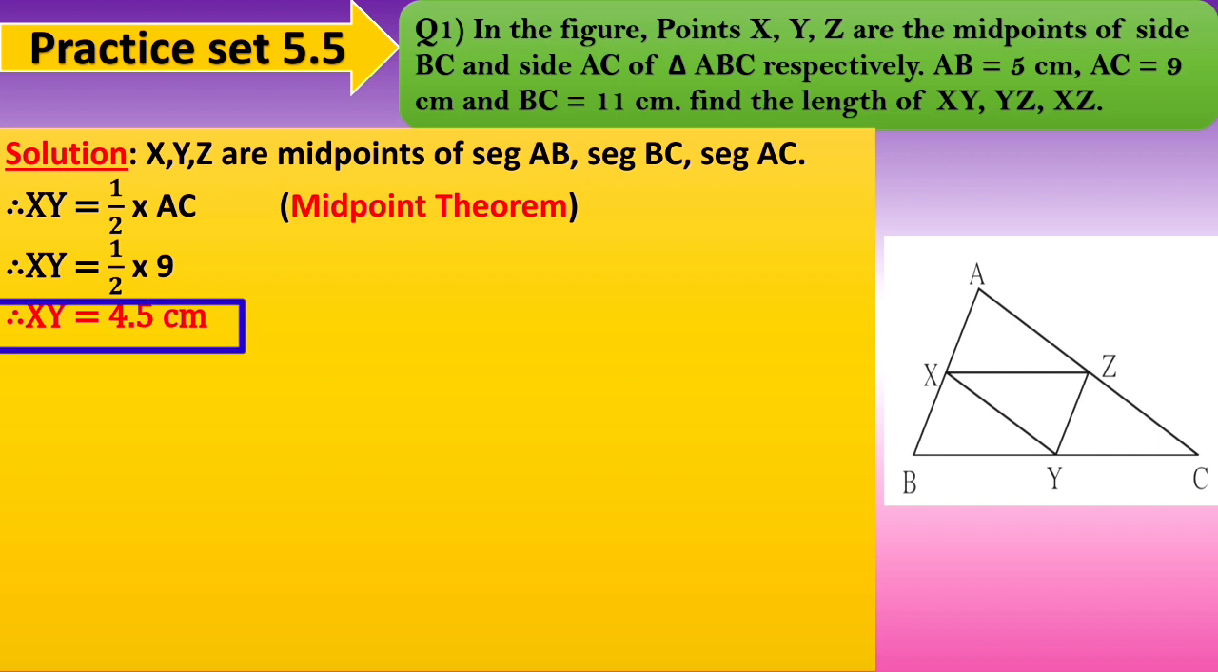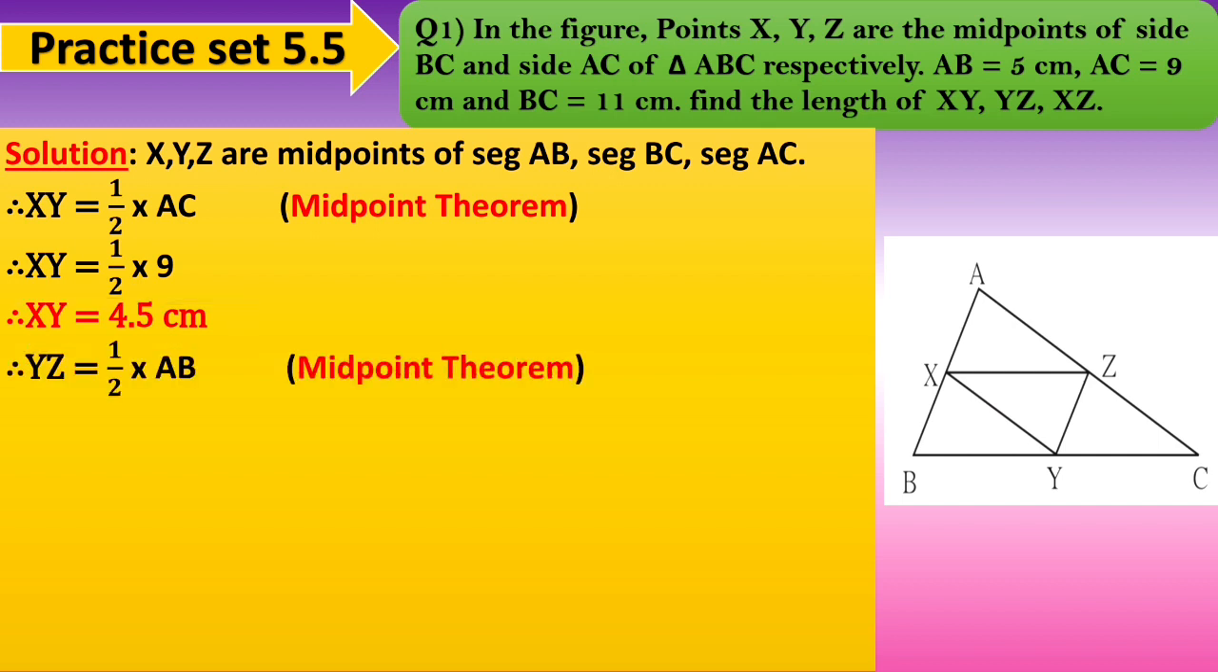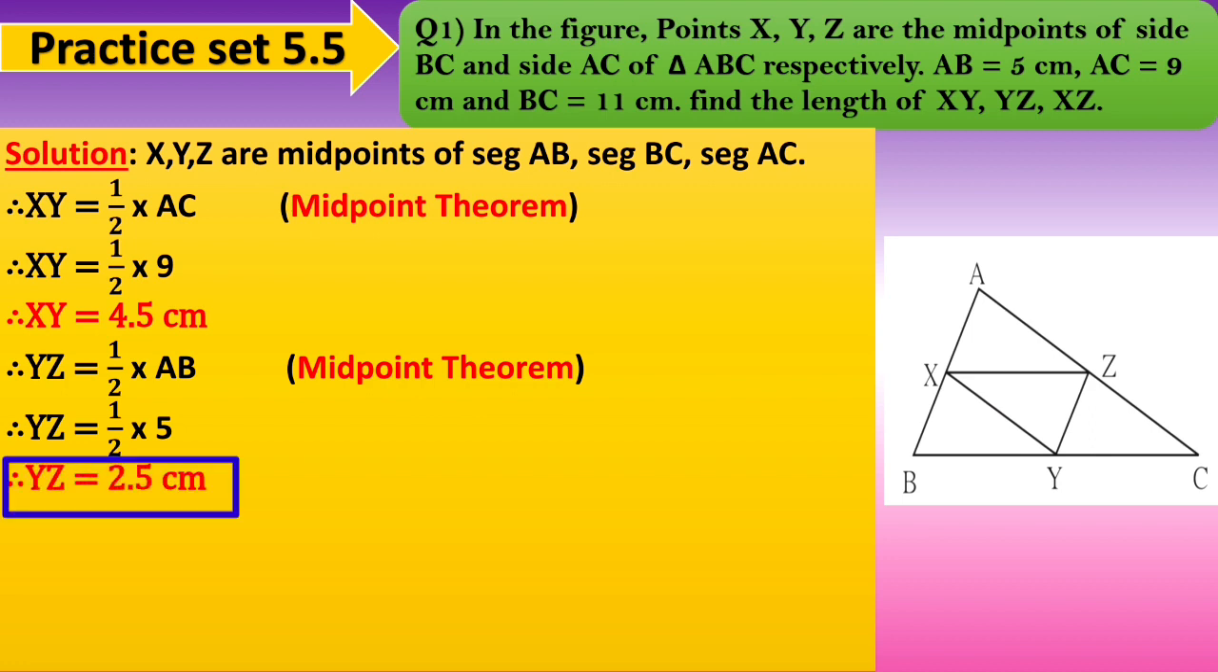In the same way we will do YZ. YZ is half of segment AB by the midpoint theorem. Substitute the value of AB, 5. So half of 5 is how much, students? 2.5. So we get the value of segment YZ is 2.5 centimeters.